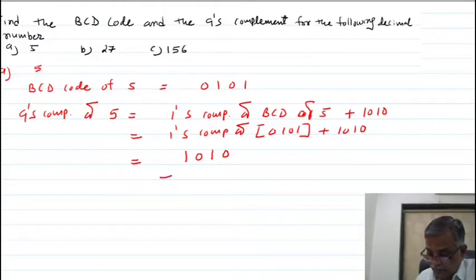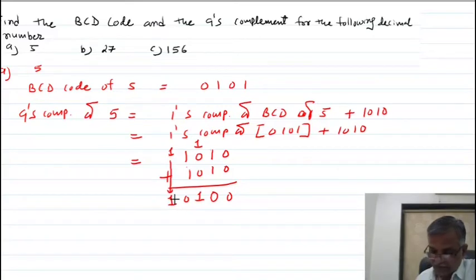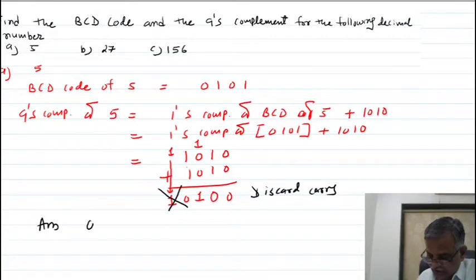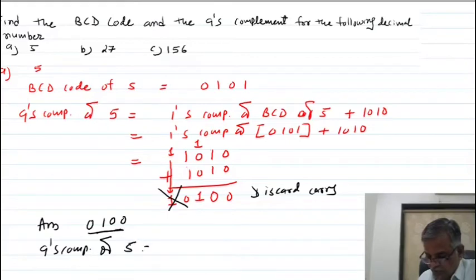So what is the first complement? 1010, plus I have to add this, 1010. 0 plus 0 is 0, 1 plus 1 is 0, carry 1, 1 plus 1 is 0, carry 1. Discard this carry. So your answer is 0100. So this is the 9's complement of 5.